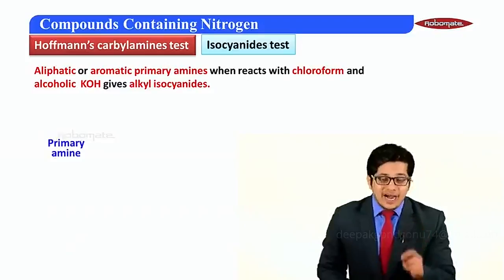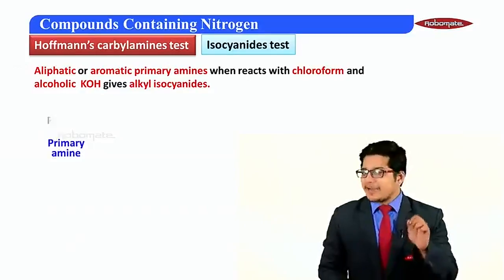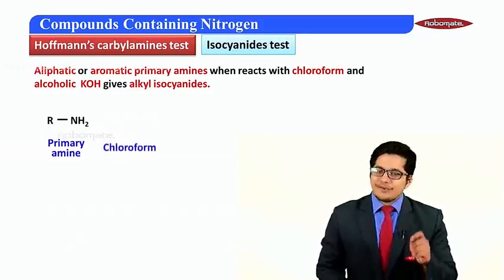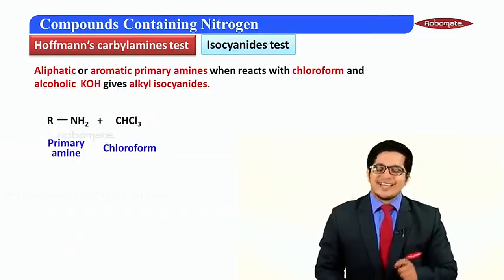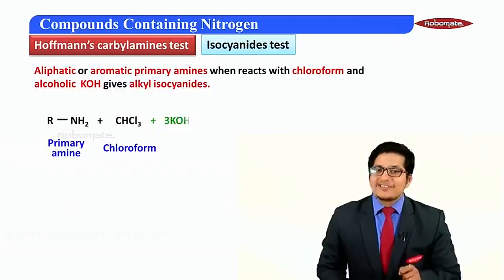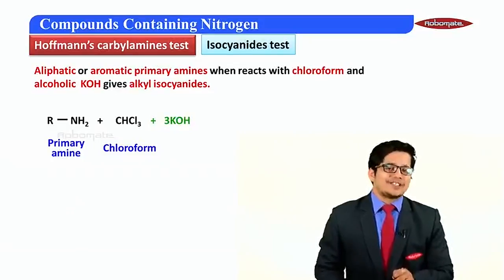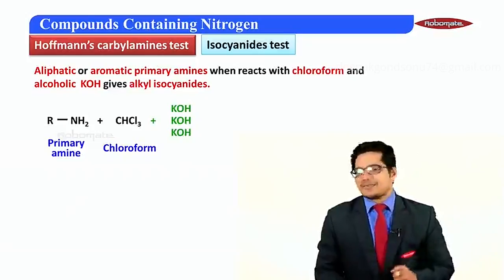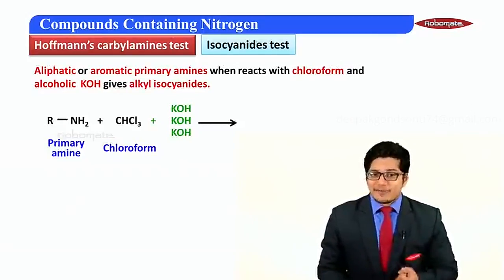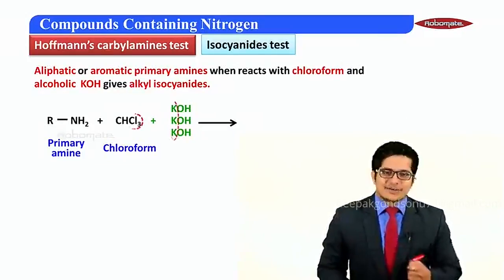Let's see how the reaction occurs. Let's take a primary amine. To this, we would add chloroform, that is CHCl3, and to this, we are adding 3 molecules of KOH. Now, what I would do is write the 3 molecules of KOH something like this. Now, what happens? Let's check out.